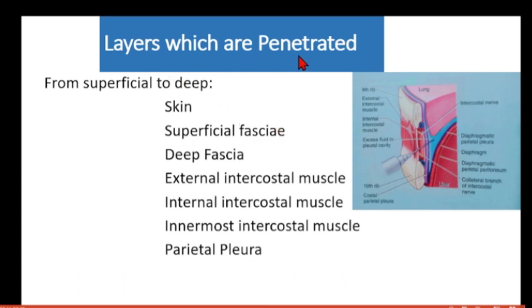The layers which are penetrated. These are the layers of the muscles which are being pierced by the needle.